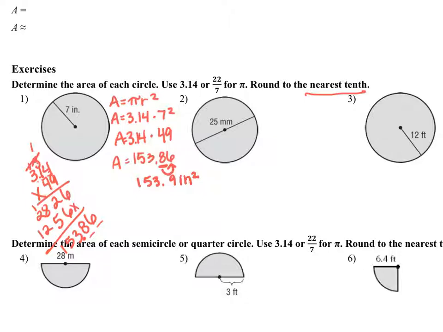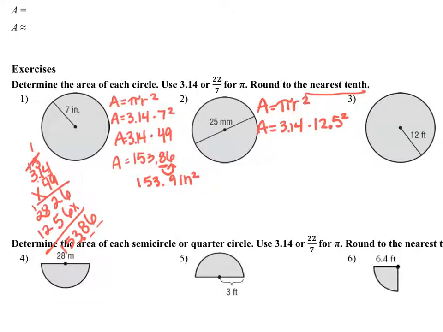Okay, so I'm going to set number 2 up, and then I'm going to let y'all work it while I'm moving back to the next one. But right here, we're going to say area equals pi r squared. So my pi is 3.14. Now, if my diameter is 25, what's my radius? 12.5. Perfect, 12.5. 12.5 squared.